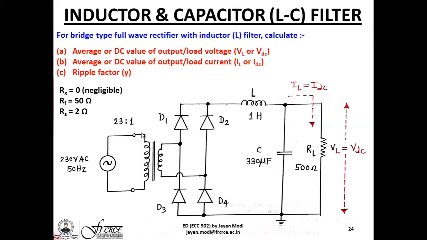Now about the transformer and about the diodes, three things are given. Resistance of the transformer secondary windings is assumed to be 0. So we have Rx is equal to 0. Resistances of the diodes are given as 50 ohms each, whereas the internal series resistance of the coil is given as a mere 2 ohms. So we only have to consider RF and RS because Rx is assumed to be 0, negligible.